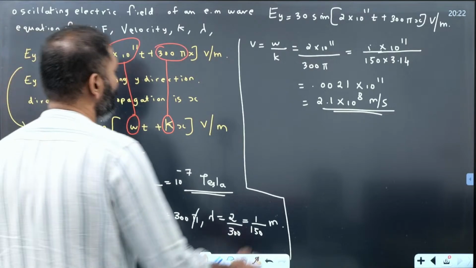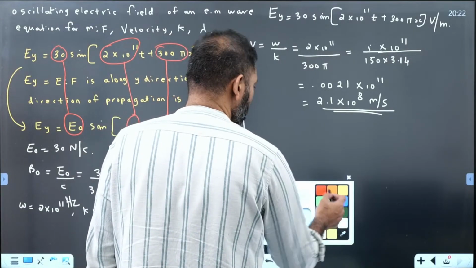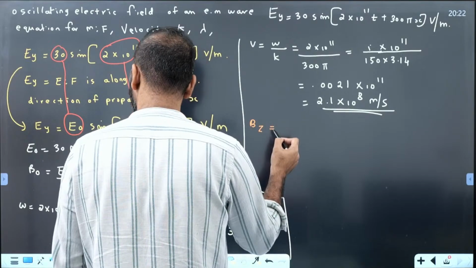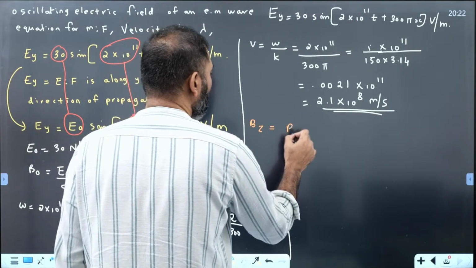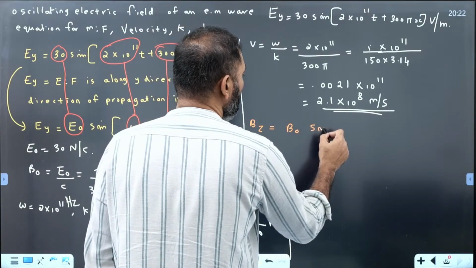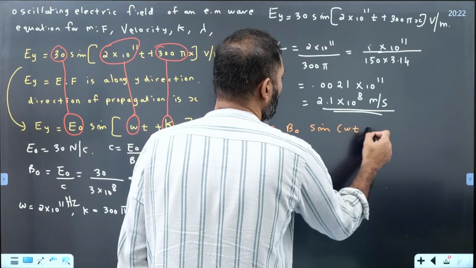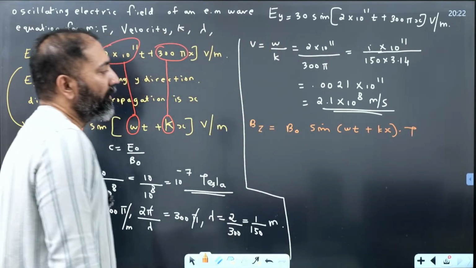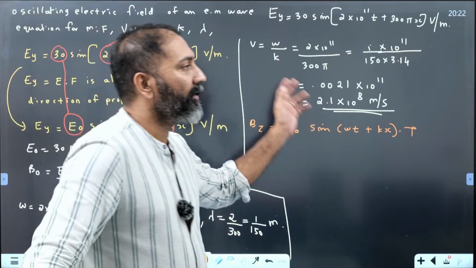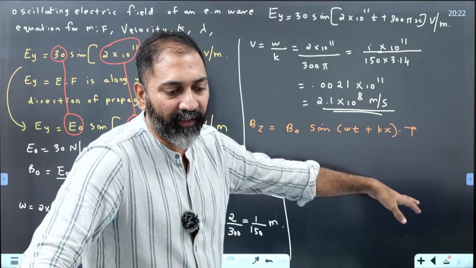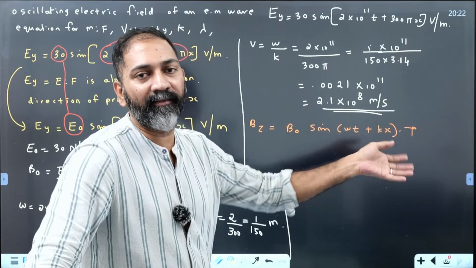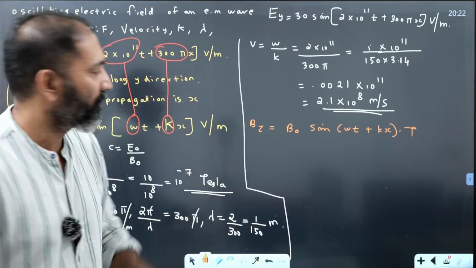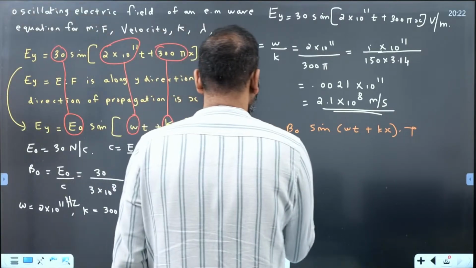Now, what is the corresponding magnetic field equation? Let's do that. Magnetic field has to be along the z direction. Bz is equal to B0 sine (omega t plus kx). Listen, in the last class I did kx minus omega t. Whether it is kx minus omega t, kx plus omega t, or omega t plus kx, no problem. So, what is Bz?